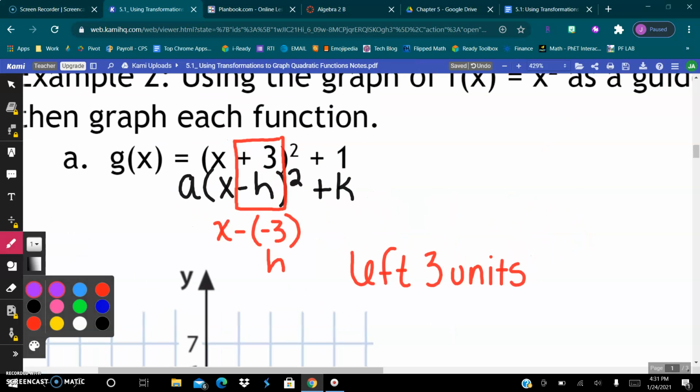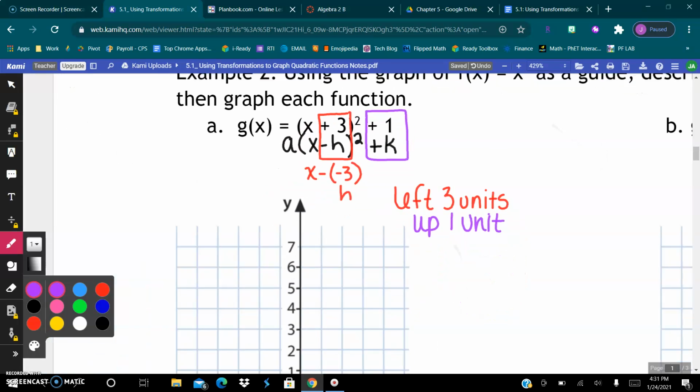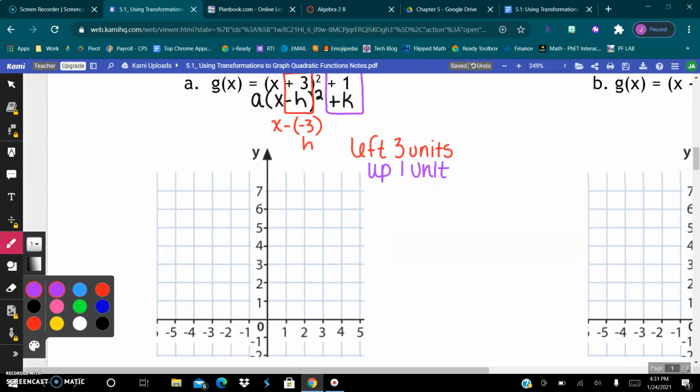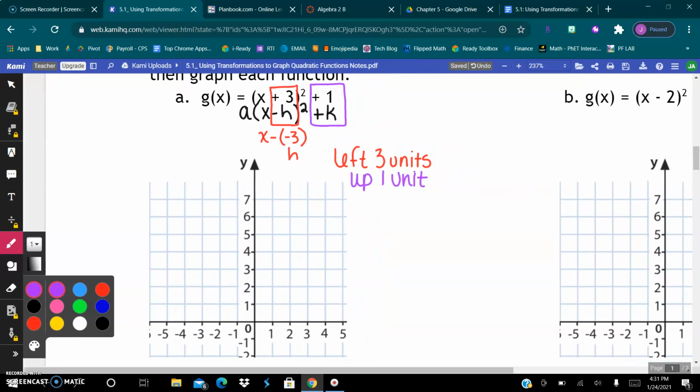And then our k value is what moves it up or down. And this one's a little bit simpler. You just look, it's plus 1, so that means up 1. And then we can graph our two functions.